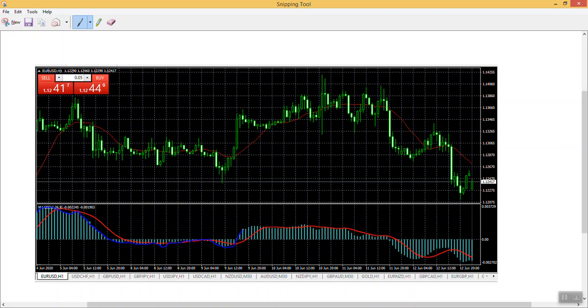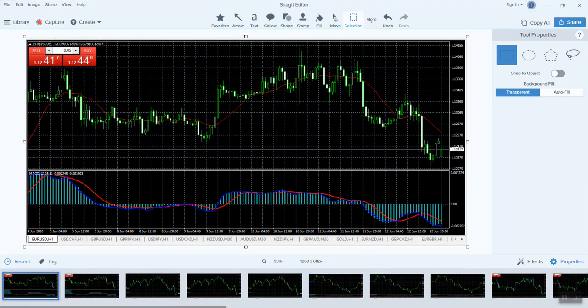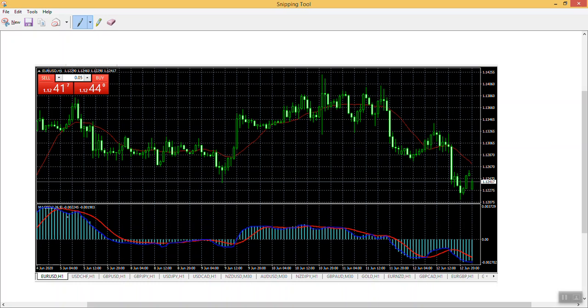The reason is because I want to demonstrate something to you so you can understand. I'm following it up, following it up, and here it stops. Now this line I've been following up is called the MACD line, and then the red line is called the signal line. Okay, good. Now take note.